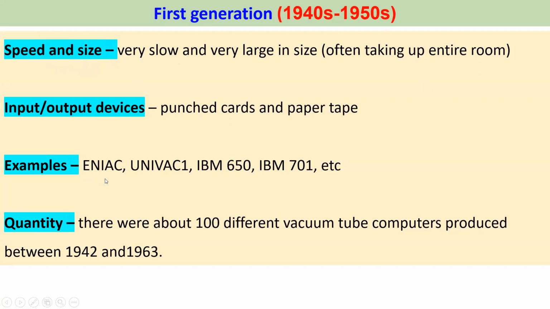Then look at some examples. In that stage, these computers were very popular: ENIAC. Actually, ENIAC is the first computer we consider as the first digital computer. Then there were developments: UNIVAC, IBM 650, IBM 704. The IBM series started in that generation. There were about 100 different vacuum tube computers produced between 1942 and 1963. Right. Those are some features of the first generation computers.